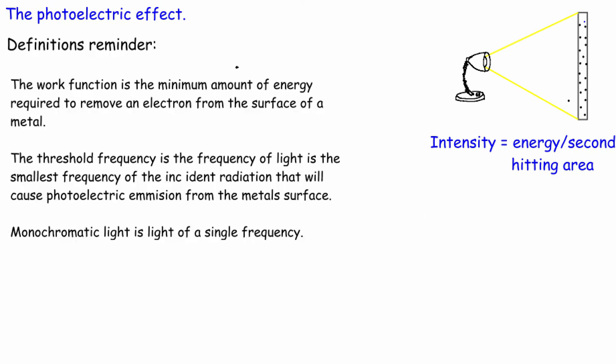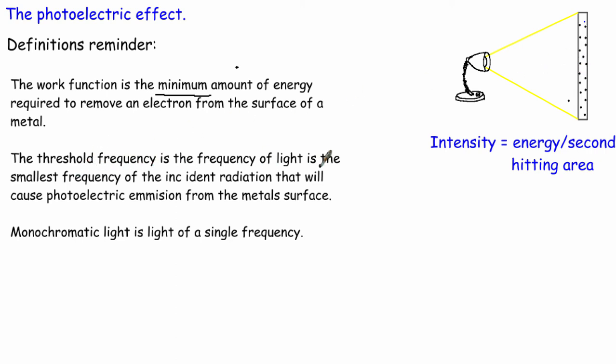Before we move on, just a couple of definitions, because the exam board like definitions. The work function is a definition that gets asked a lot. The word minimum is very important because it is a minimum amount of energy that's needed to remove an electron from the surface. It can take more. For example, this electron here has to get to the surface first, so that requires energy, and then it needs the work function amount of energy to get away. So that takes more energy than, for example, this electron here that's on the surface.